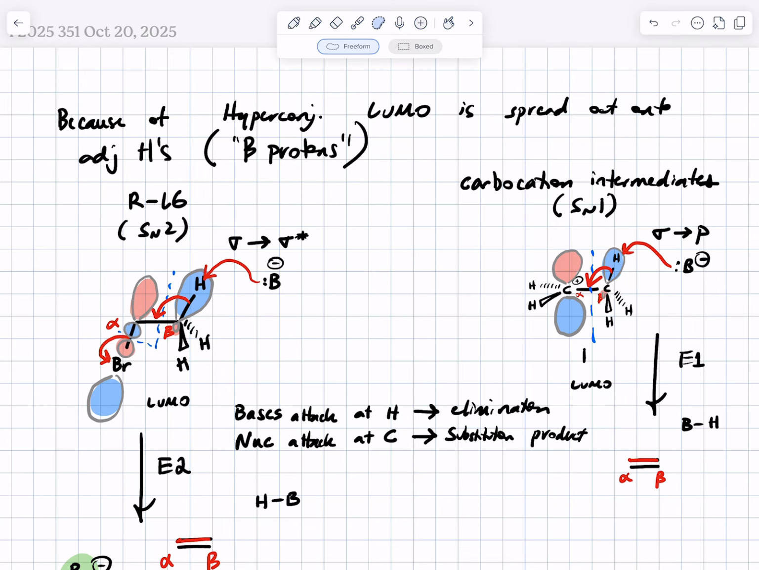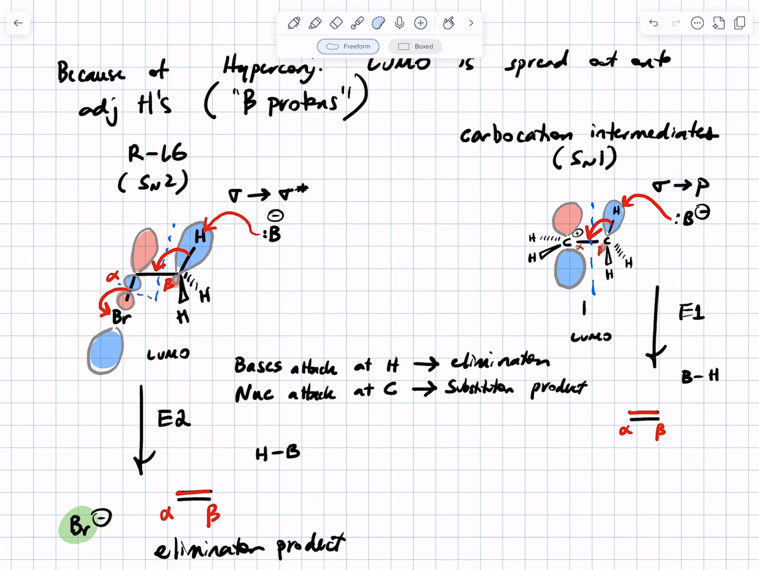There we go. Because of hyperconjugation, some of the LUMO in an alkyl halide or a molecule with a leaving group is actually also spread out onto the beta hydrogen or the beta proton. And so a nucleophile, when approaching a molecule with a leaving group, is going to have a choice. Do I attack the LUMO at the carbon, or do I attack the LUMO at the hydrogen? Of course, if we attack at the carbon, that's backside attack, and that gives us substitution reactions.